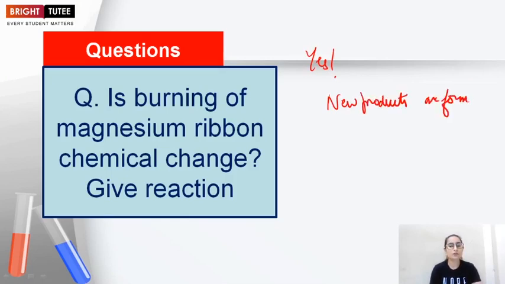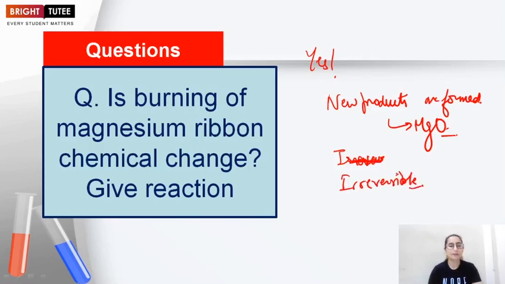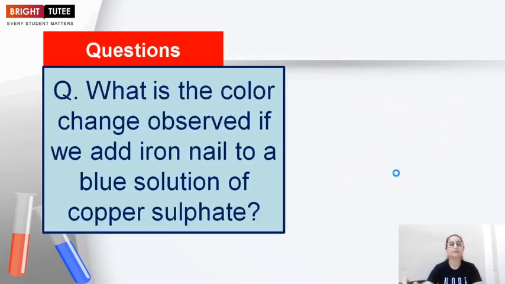And what are these new products? It is basically magnesium oxide, right? And the change is irreversible. You cannot obtain the magnesium ribbon back again from the magnesium oxide, so you have to understand that this is a chemical change. Alright?